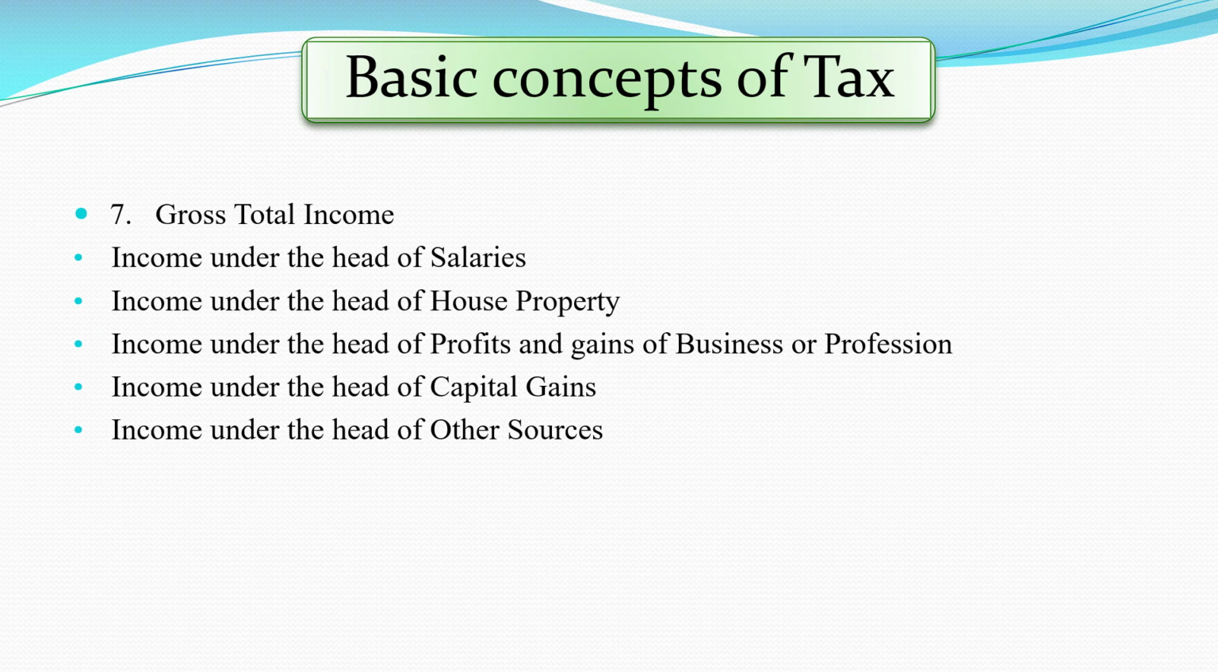Next comes the gross total income. Gross total income is the income earned from salaries, income under the head of house property, and income under the head of business and profession. The fourth is capital gains, and the fifth is other sources. The total of all these sources becomes the gross total income. So these are some basic concepts under the Income Tax Act.